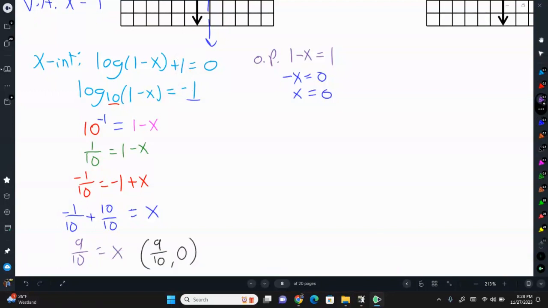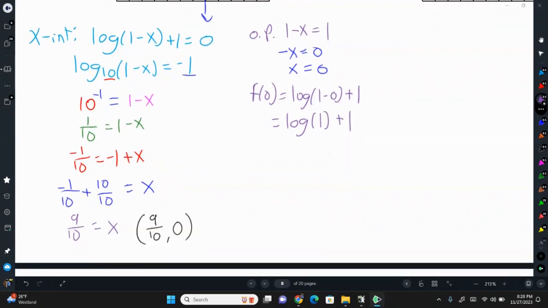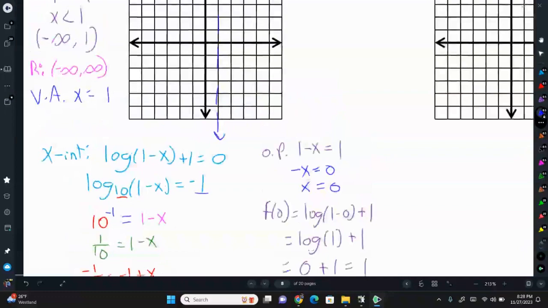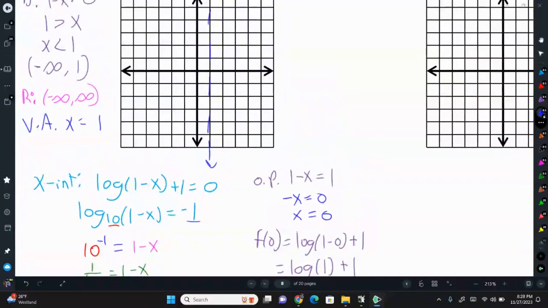So then we substitute that back in. So f of 0 is equal to log of 1 minus 0 plus 1, which equals log base 10 of 1 plus 1. Well, we know that log of 1, no matter what the base is, is equal to 0. 0 plus 1 is 1. That makes 0, comma 1 our other point. So we're going to go plot those 2 points. 0, comma 1.